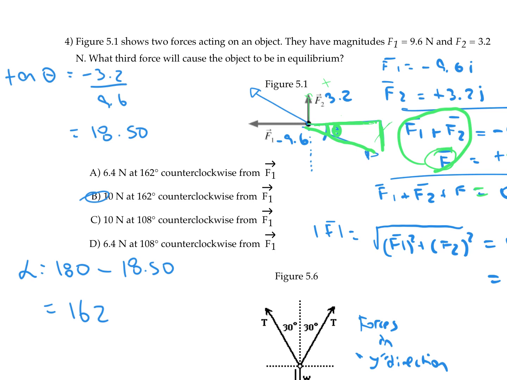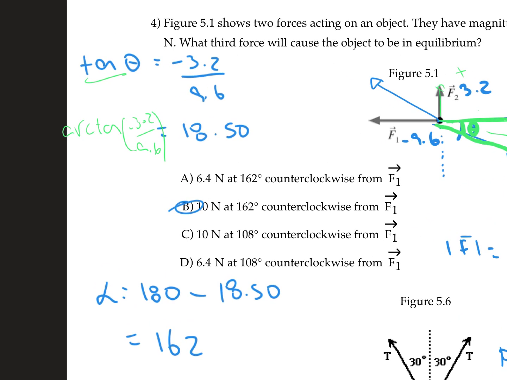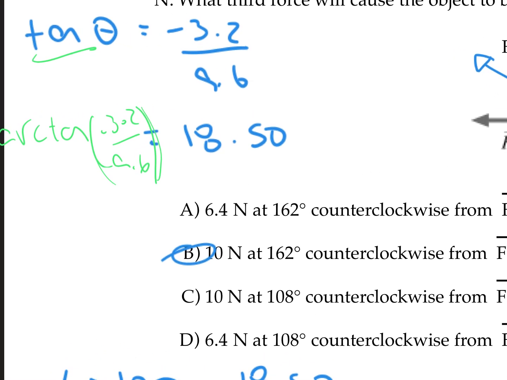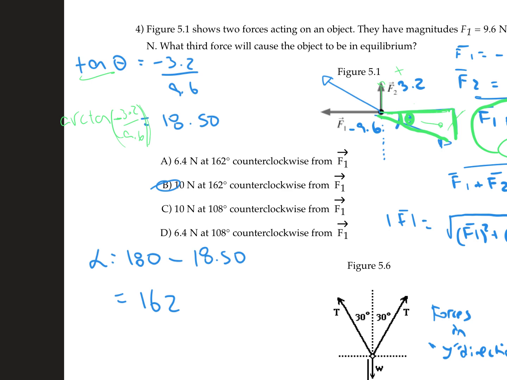So the opposite side of theta divided by the adjacent is going to be the trigonometric function tangent. So on the calculator, we just plug in the inverse of the tangent, and in parentheses we put the 3.2 over 9.6. The negative value doesn't matter in this case, and that's going to give us an angle of 18.5 degrees. Now the 18.5 is not the angle that we're looking for.